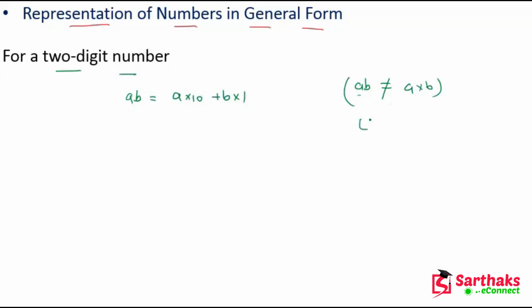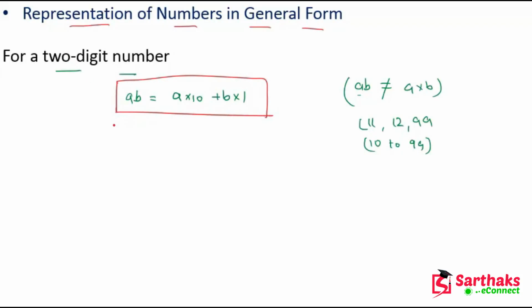Like here you can see this may be 11, this may be 12, this may be 99. We know that two-digit numbers start from 10 to 99. So the general form of a two-digit number is A into 10 plus B into 1. Understand, my dear friends? So this is the general form of a two-digit number.